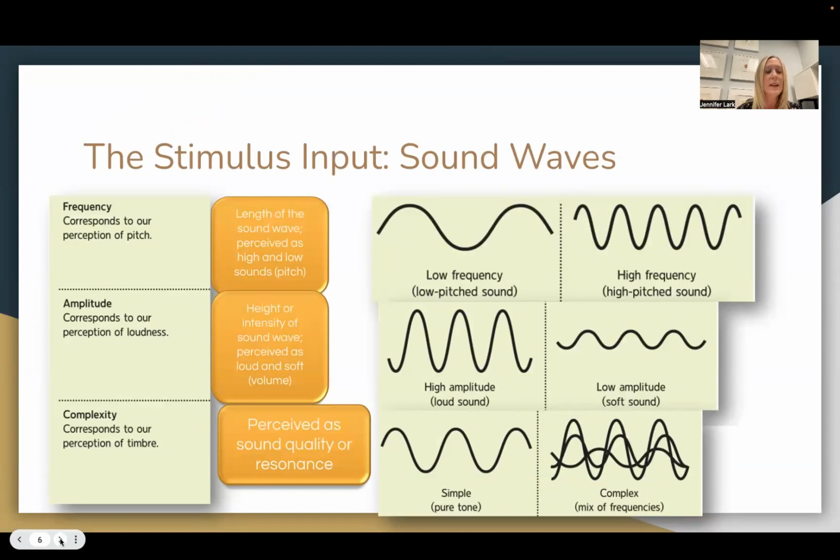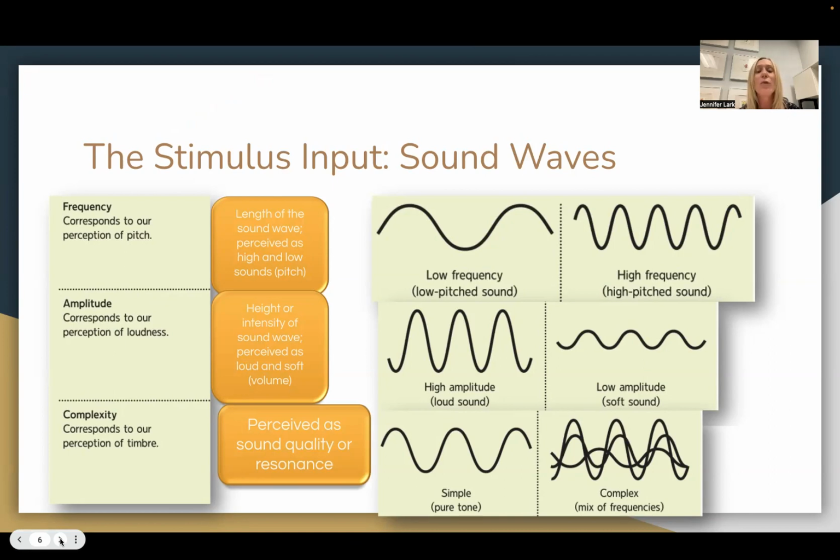Just like the visual wavelengths we talked about last time, we're going to talk about sound energy today. The sense of audition, or hearing, results from sound waves created by vibrating objects being converted into neural messages. Sound waves, just like light waves, have three physical dimensions that we look at: frequency, amplitude, and complexity. You can see here that the frequency, or the length of a sound wave, determines the pitch that we hear, either the highness or the lowness of a particular sound.